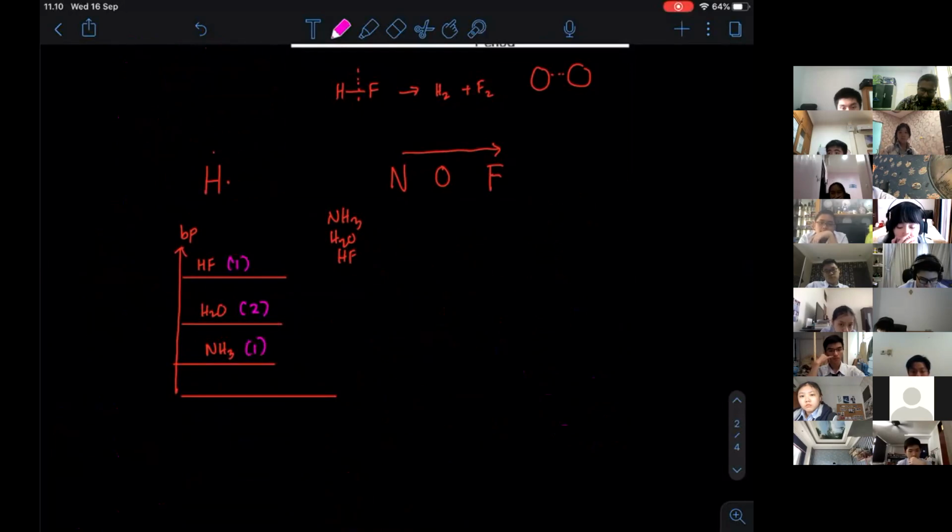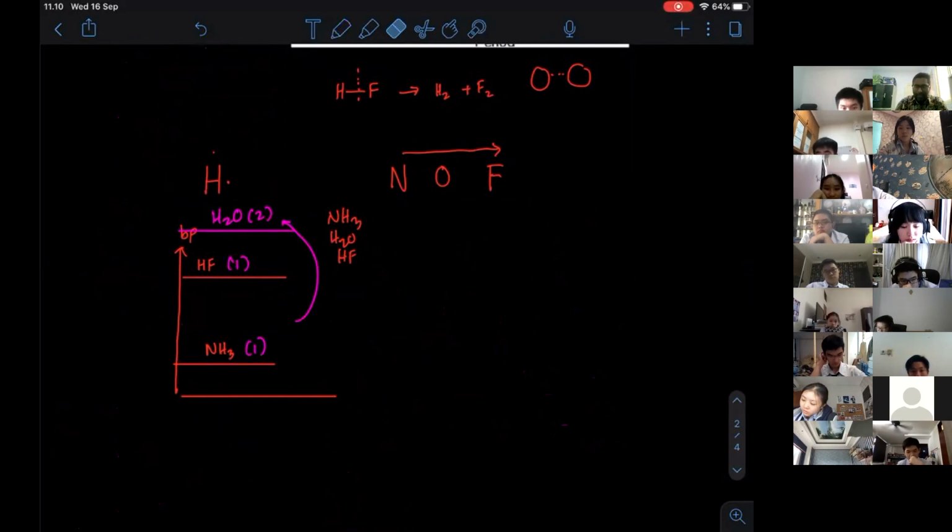What happens? This one will override the HF, so water will actually go higher than HF. So water will come over here because of two bonding pairs. I will erase this part. Ammonia and HF are 1 and 1, and the difference in electronegativity is still there. F will be more electronegative, so they will still follow this sequence, where the hydrogen bonding in HF is stronger than in ammonia, even though they both have one hydrogen bond.